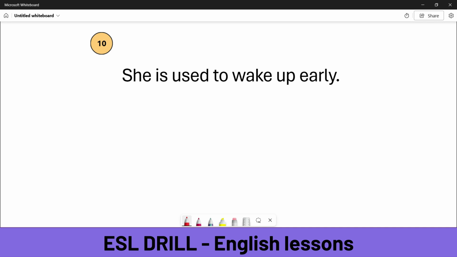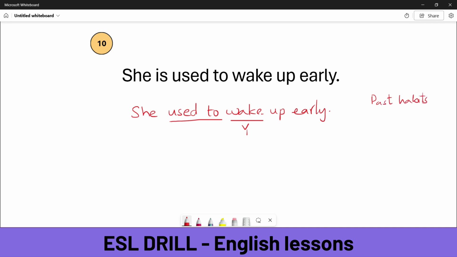I think I have to discuss one other thing as well, because there is another sentence that is like this. Now, she used to wake up early. Have you ever seen such sentences? She used to wake up early. Look at the sentence structure here. Used to and the base form of the verb. Used to and base form. This is usually used to talk about past habits. Past habits which no longer happen.